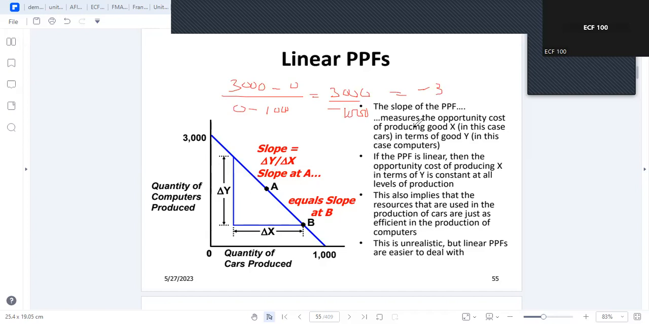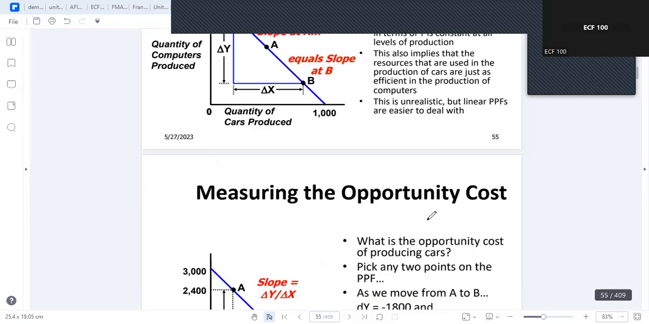So the slope of the PPF measures the opportunity cost of producing good X in terms of Y. If the PPF is linear, the opportunity cost of X in terms of Y is constant at all levels. This also implies that the resources used in production of cars are just as efficient as those of computers. This is unrealistic, however, the linear PPF is just easier to deal with.